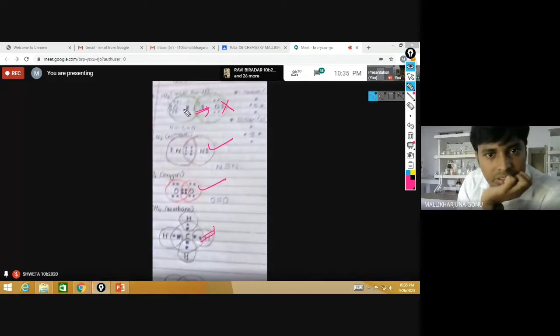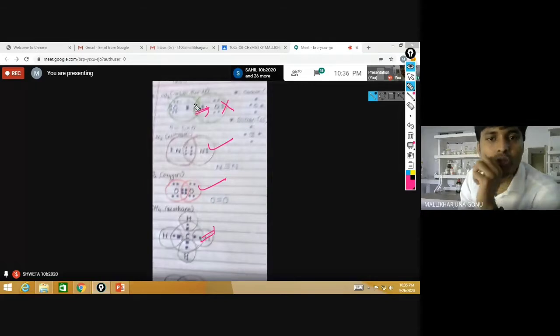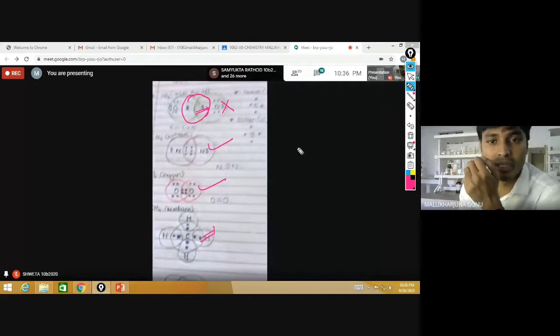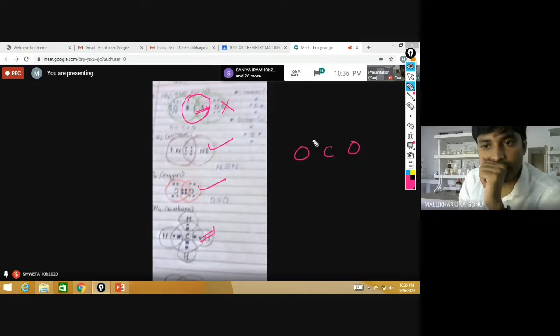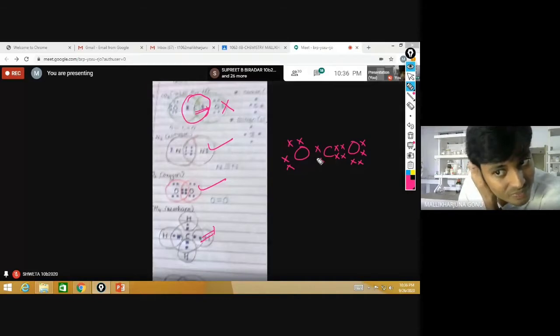This is correct. So this is wrong because for carbon you have to show 4 electrons here, and that too 8 electrons should be there. How can you show carbon? Carbon, 1 oxygen, 2 oxygen. Then 4 electrons you have to write: 1, 2, 3, 4. Oxygen has 6, right? So 6 means 1, 2, 3, 4, 5, 6. The same way, 1, 2, 3, 4, 5, 6.